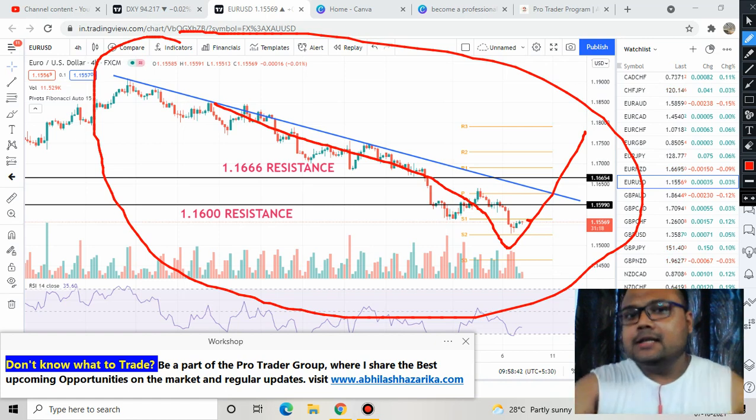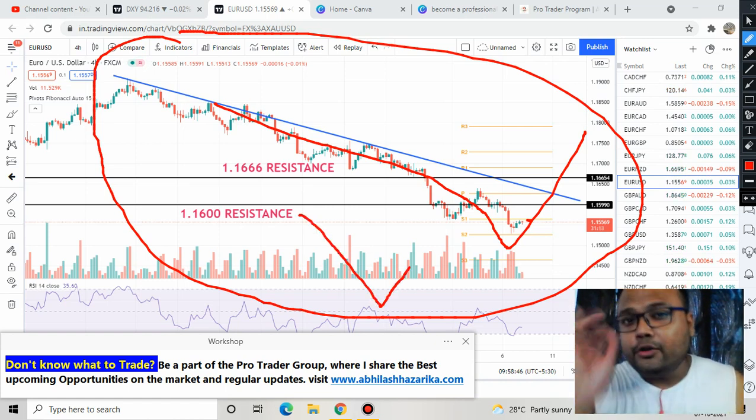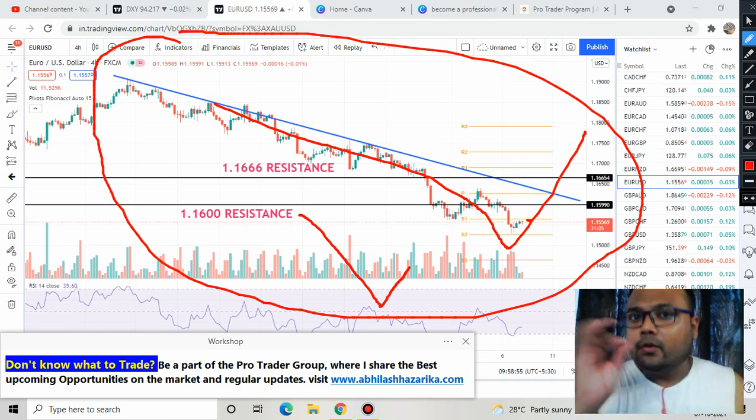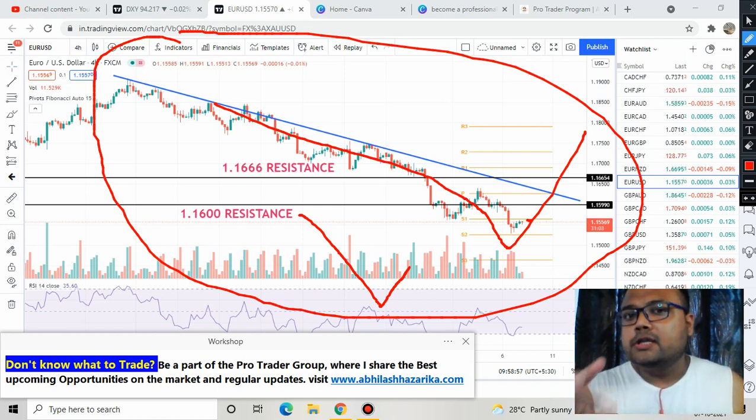Until and unless you get a V formation, yes, a V formation on Euro USD, we will not consider that the trend of the market has reversed. So till date, Euro USD is in a downtrend and we should mainly look for selling opportunities if you want to be on the safer side of the market.